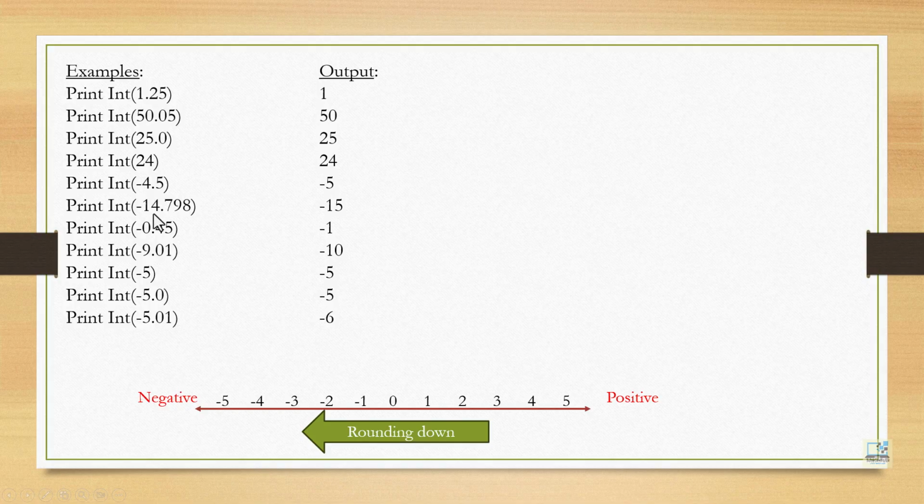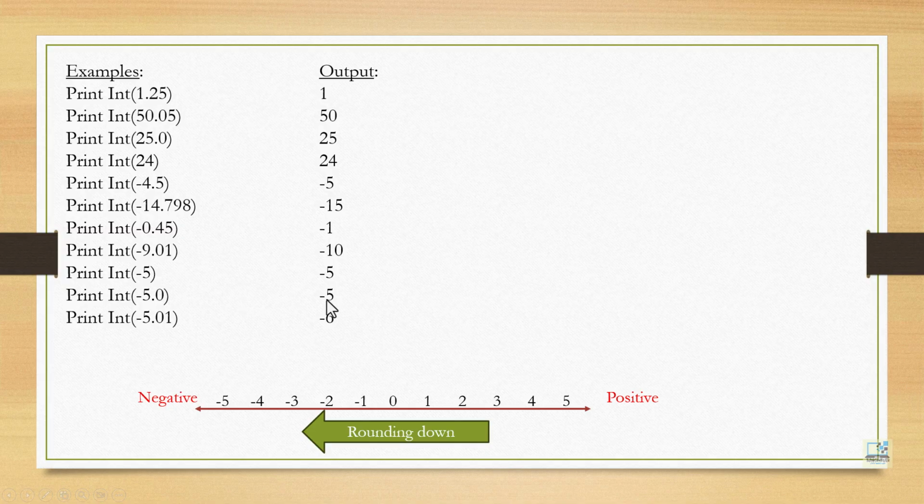Similarly, minus 14.798, reducing the value gives us minus 15. Minus 0.45, reducing the value gives us minus 1. Minus 9.01, again reducing the value gives us minus 10. Minus 5, the same number will be returned. Minus 5.0, the same number will be returned.